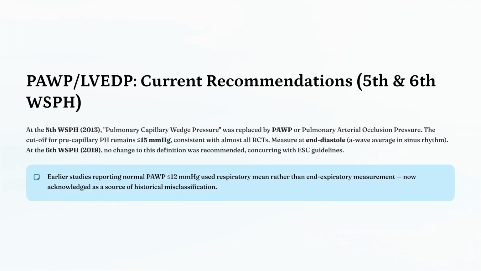Current consensus from the World Symposium on Pulmonary Hypertension remains consistent. The cutoff for precapillary PH is 15 millimeters of mercury. It is essential to use end diastolic measurements, as previous methods using respiratory means contributed to historical diagnostic misclassification.